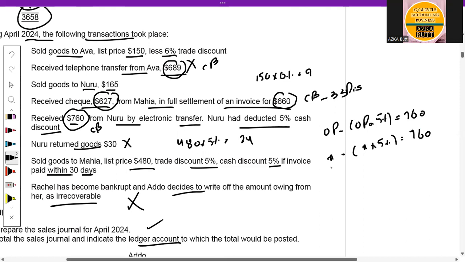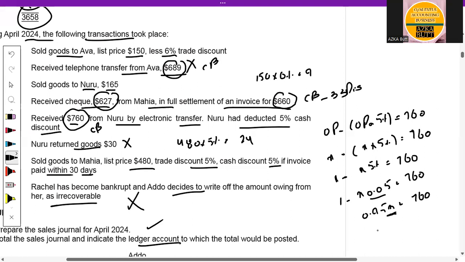So x, if you consider x with 1 minus x multiplied by 5%, this will give you x with 5% is equal to 760. Now convert this 5% into decimal. 5 divided by 100, so this is 0.05. So 1 minus 0.05 x is equal to 760, and now deduct 0.05 from 1. So 1 minus 0.05, this is 0.95 x is equal to 760.